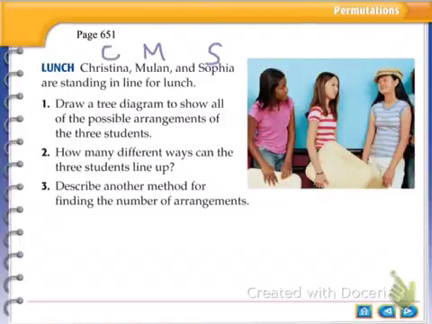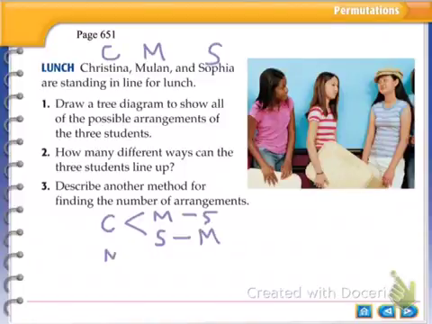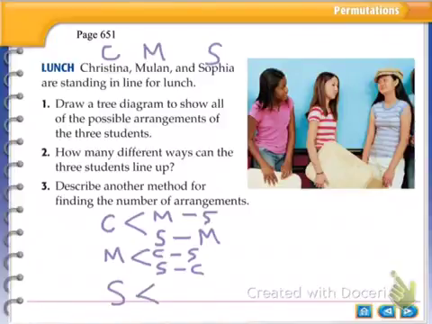Alright, so if I've got Christina, then it could either be Mulan or Sophia next. And then obviously if it's Mulan second, this is going to be Sophia. And if it is Sophia second, this is going to be Mulan. Alright, if I put Mulan first, then it's either going to be Christina or Sophia, and the opposite will be last. And then if Sophia is first, I could have Christina or Mulan, and then the opposite.